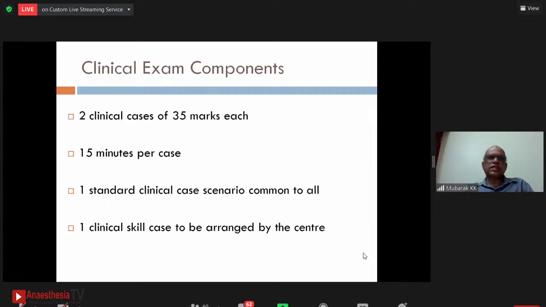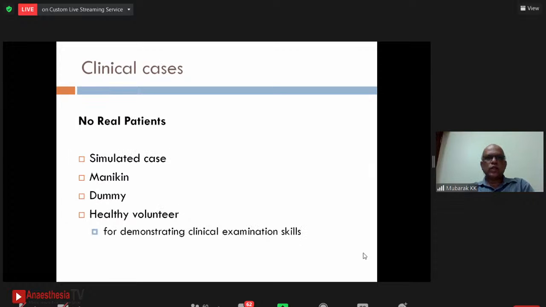And the afternoon session is the clinical exam component. That is, there will be 2 clinical cases with 15 minutes per case, out of which 1 case will be decided by the NBE, which will be common to all the centers, and the examiners will ask questions for 15 minutes based on that scenario provided by the national board. And the second case will be a clinical skill case arranged by the center, which also carries 35 marks and 15 minutes discussion. And in those cases, there will be no real patients.